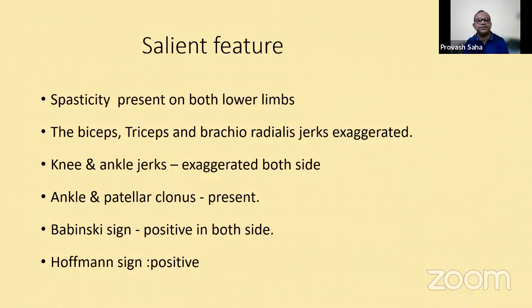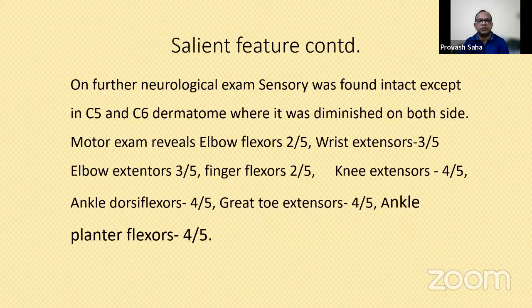On further neurological exam, the motor deficit was more severe in both upper limbs than in the lower limbs. All the key muscle groups were 2 to 3 in motor score. So with this clinical picture, learned audience, what is in your mind, what might be the probable provisional diagnosis of this case before proceeding to further investigation? May I ask the learned audience?